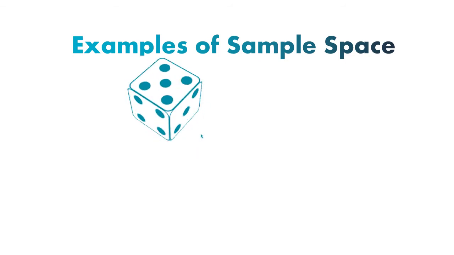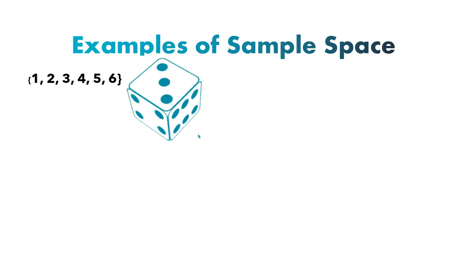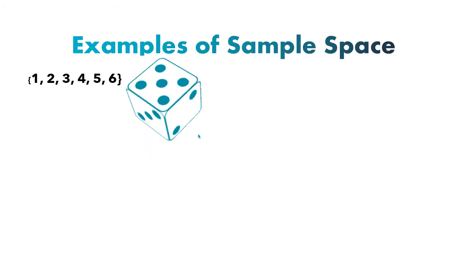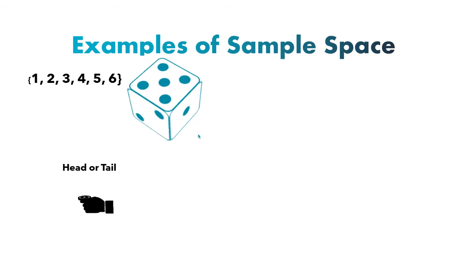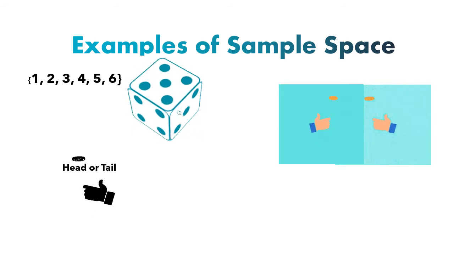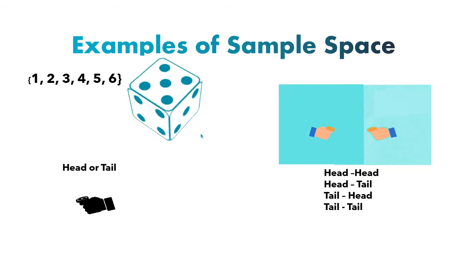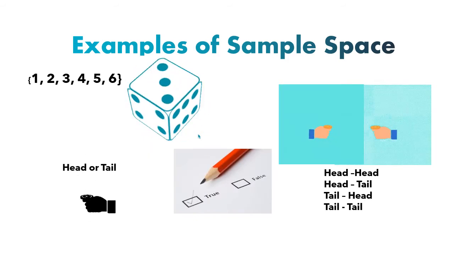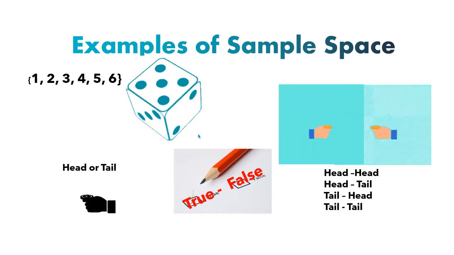Examples of sample space. When we roll a die, this is the sample space, the numbers from 1 to 6. These are all the numbers we see on the faces when we roll a die. When we toss a coin, the sample space is head or tail. When we toss two coins, the sample space is head-head, head-tail, tail-head, and tail-tail. And when we answer a true-false question, the sample space is true or false.